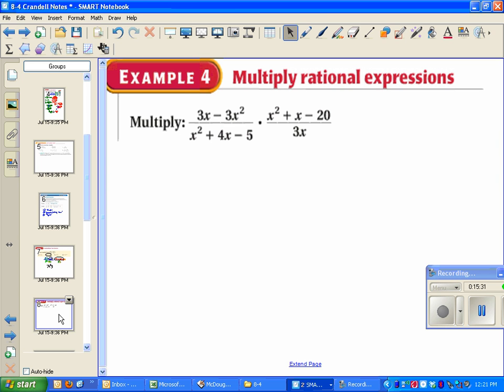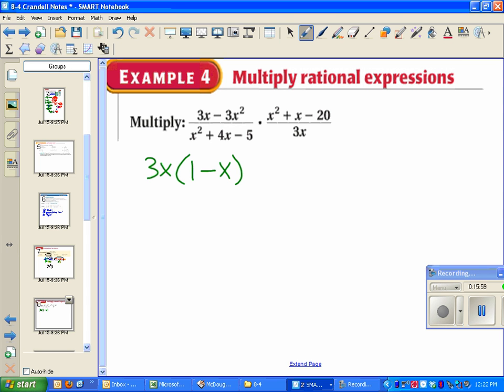Okay, for example 4, we need to multiply, but first we need to create some factoring. We need to create some multiplication. I can't cross out these x squareds. That would be bad because of the plus signs. So we need to factor 3x minus 3x squared. What is the greatest common factor there? Okay, 3x, good job. And then inside, if there's nothing left, it's 3x times 1. So make sure that 1's there, and then minus x.